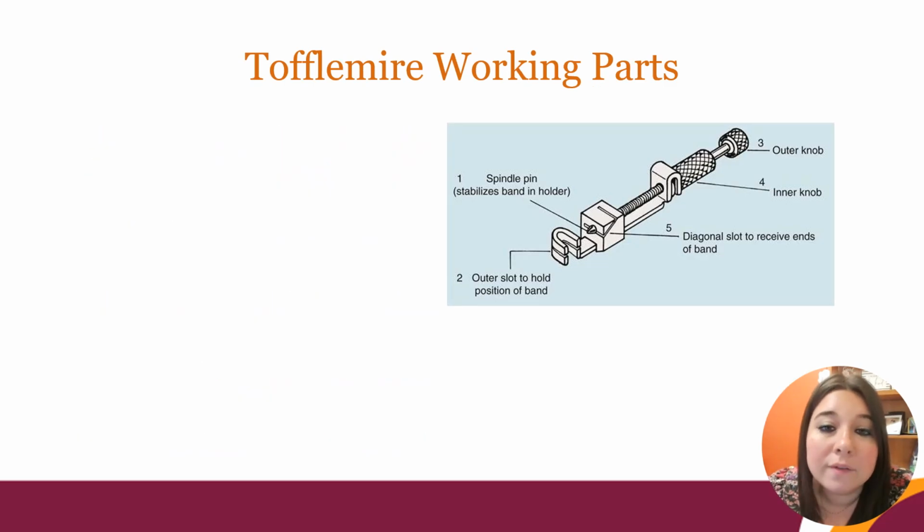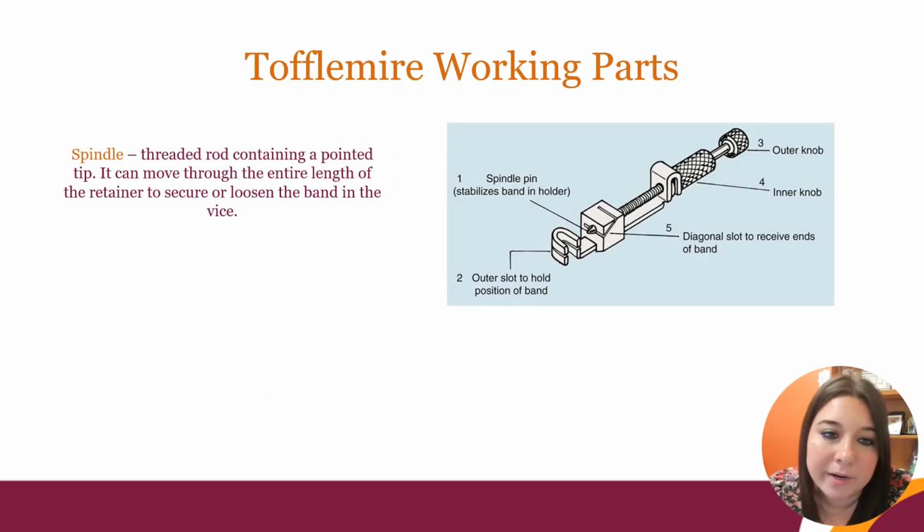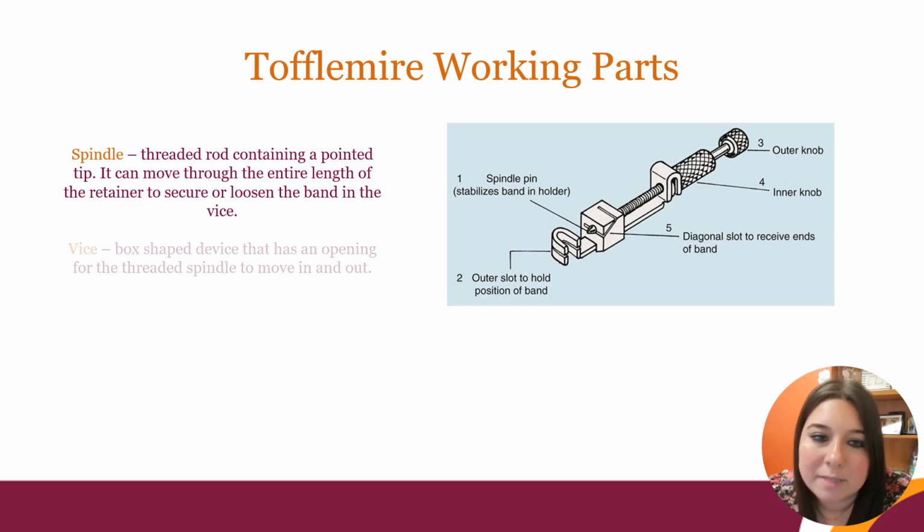Next, we're going to go over all of the parts of a Tofflemire retainer. So first, number one is the spindle. This is the threaded rod containing a pointed tip. It can move through the entire length of the retainer and secures or loosens the band in that vise grip. So we're going to twist it up to lock that band into place, and then when we want to remove the band, we have to untwist that spindle.